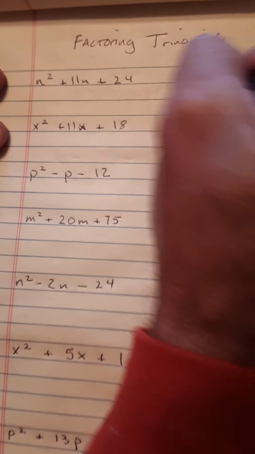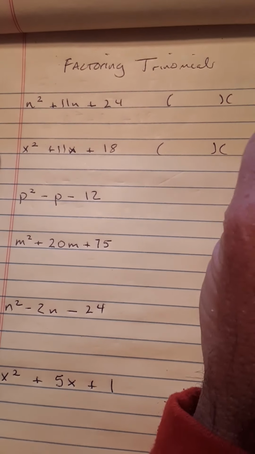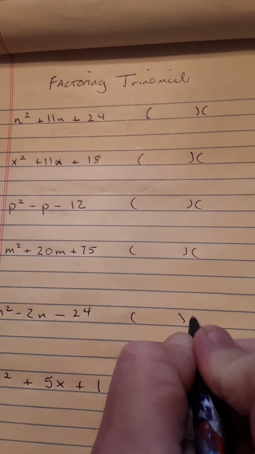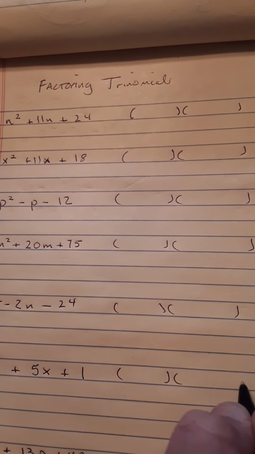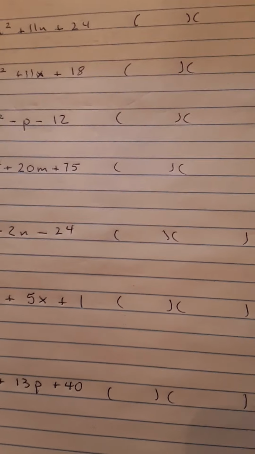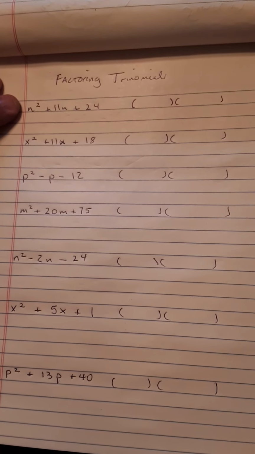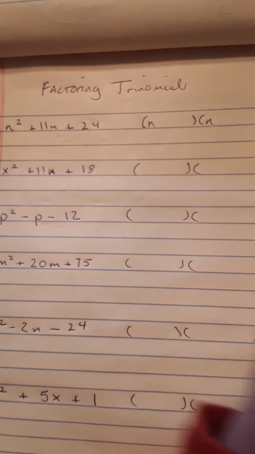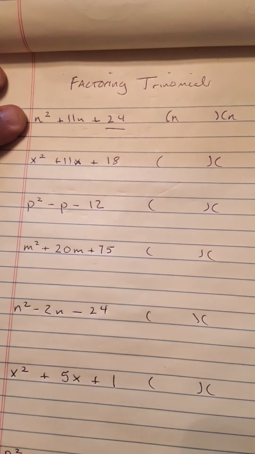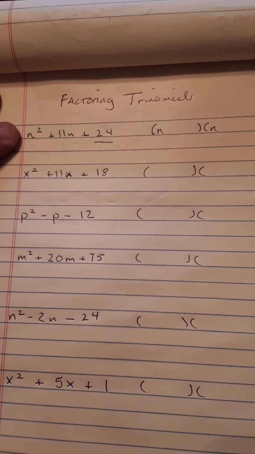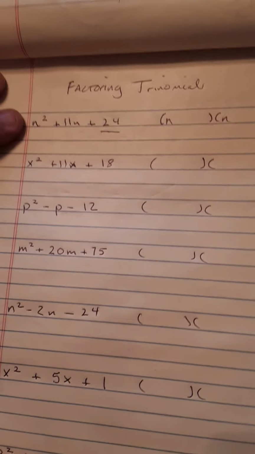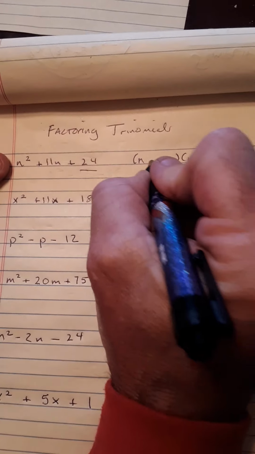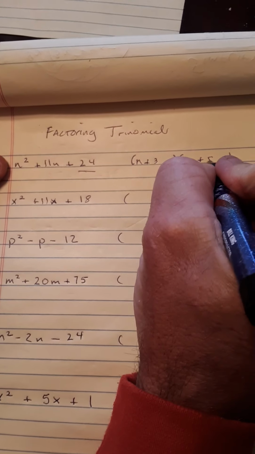The one thing is all my answers are going to be two binomials multiplied together. So I'm just going to put two sets of parentheses next to the problems. So up here at the top, there's only two things that can give you n squared, and it's going to be n and n. And I look at 24, and I'm like, what are the factors of 24? And I know it's 4 and 6, and 3 and 8. 3 and 8, bingo, because 3 plus 8 equals 11. N plus 3, n plus 8, done.